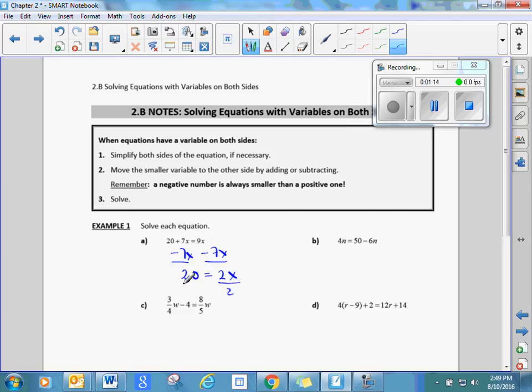Anyway, divide by 2, and we end up with x equaling 10. Pretty straightforward. On part B, again, I want my n's to be positive if at all possible when I collect them. So if I add 6n to both sides, I end up with 10n equaling 50. Divide by 10, and you end up with n equaling 5.